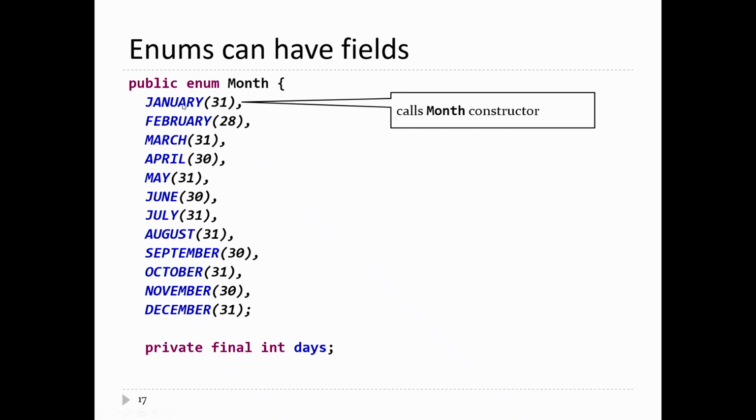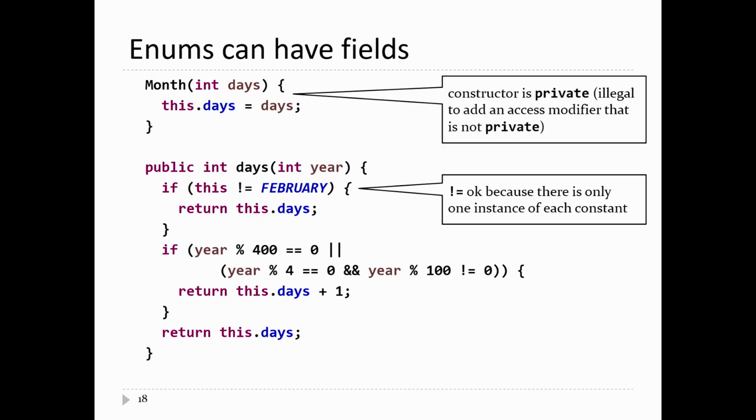Now, when you list out your constants, you also call a constructor passing in the number of days for each month. So January has 31 days, February usually has 28 days, and so on and so forth. Now, this is calling a constructor. That funny notation there is actually calling one of the Month constructors. So you have to implement a Month constructor. Up here, there's my constructor for Month.